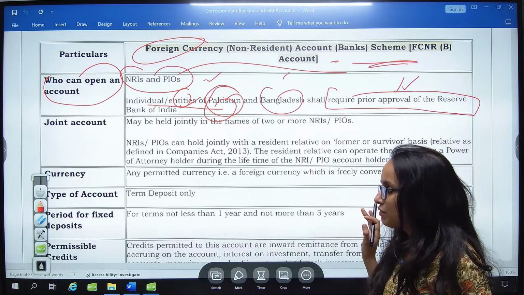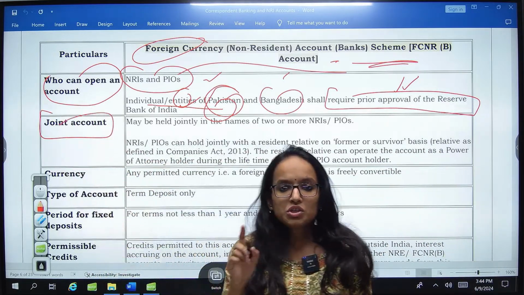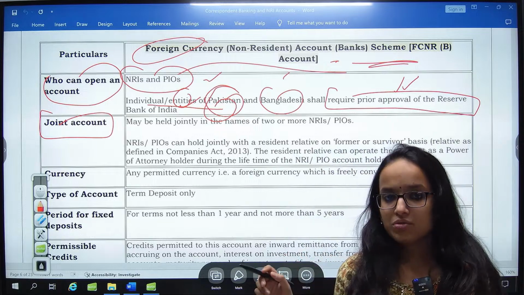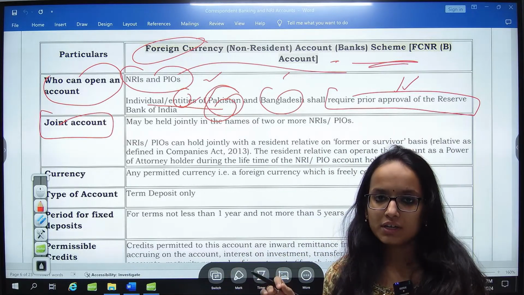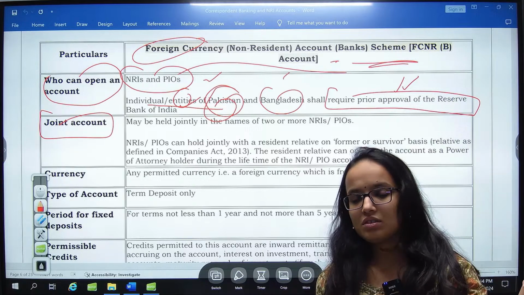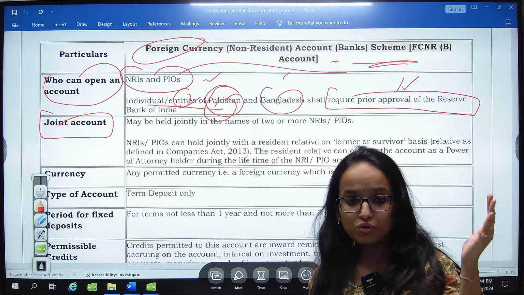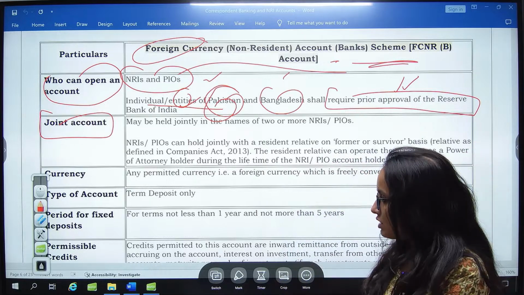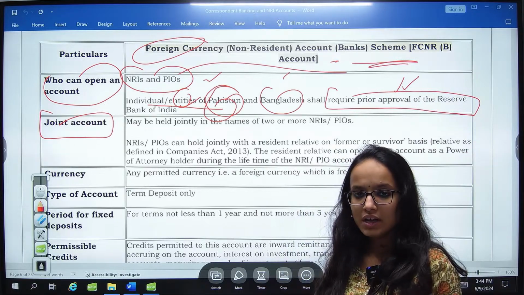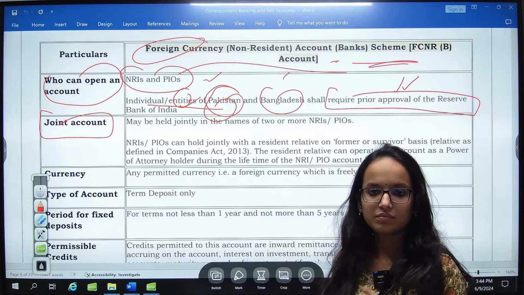The second one, if we talk about, is your joint account. Just try to recall, in the NRE account as well, we have seen the provision of joint account. So the structure is same. It is just the difference between what is allowed and what is not allowed in a particular type of account. So you should remember all these particulars, they are same for all accounts. It's just the content which will make the difference, right?